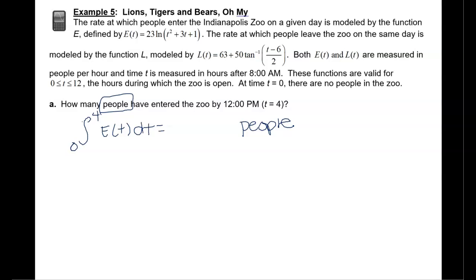This answer did not tell me to round, even though we're talking about people. AP calculator says 3 decimal places. So do not round if it does not ask you to round.